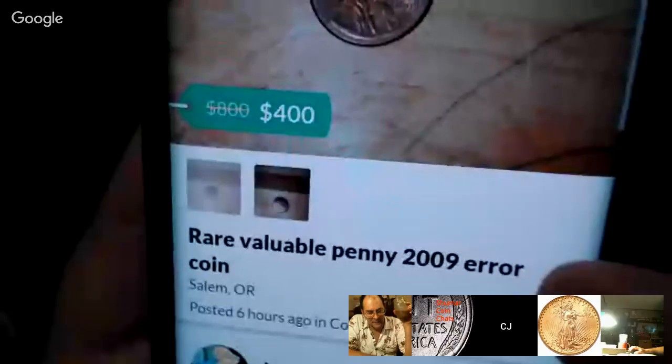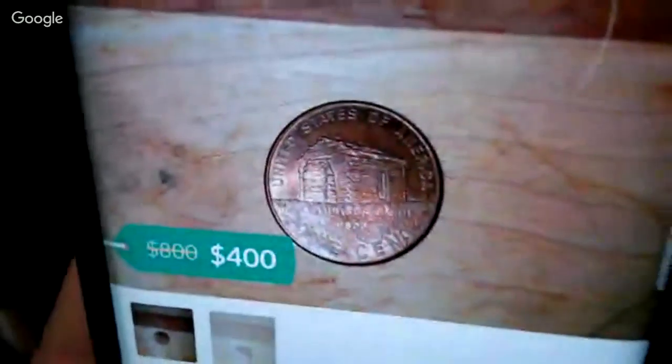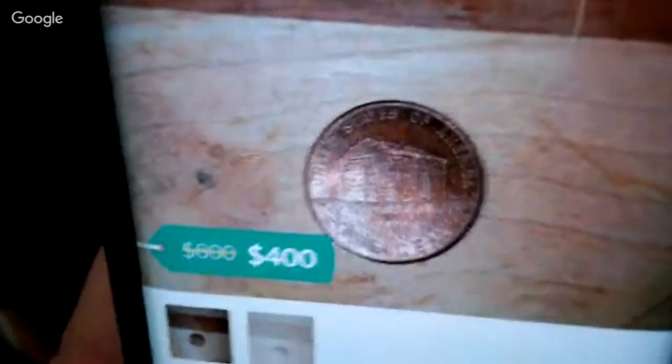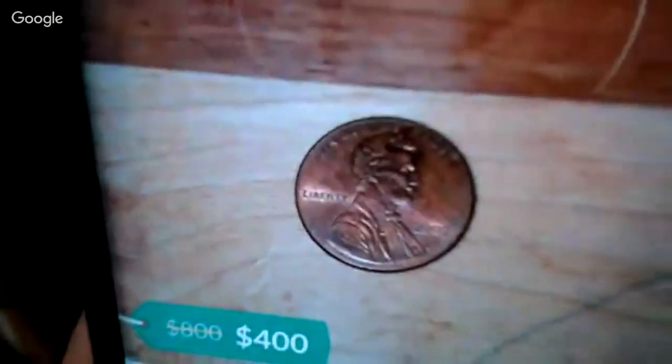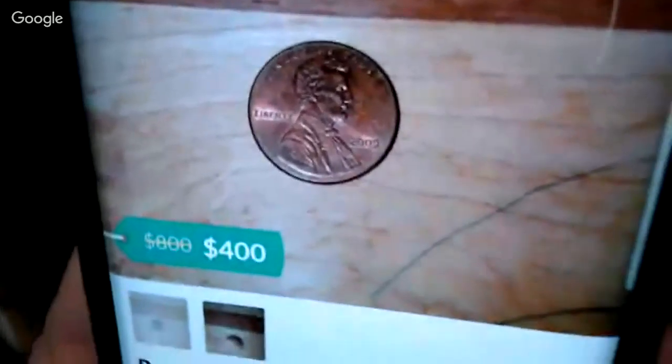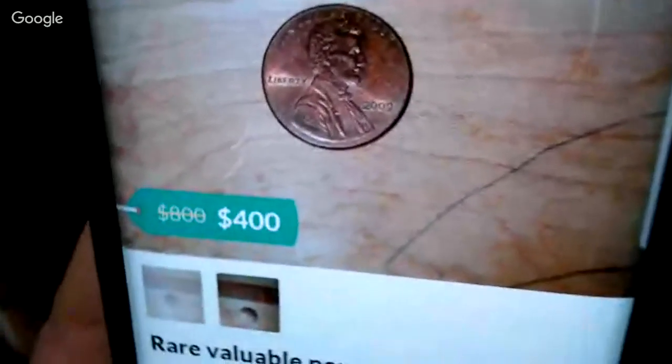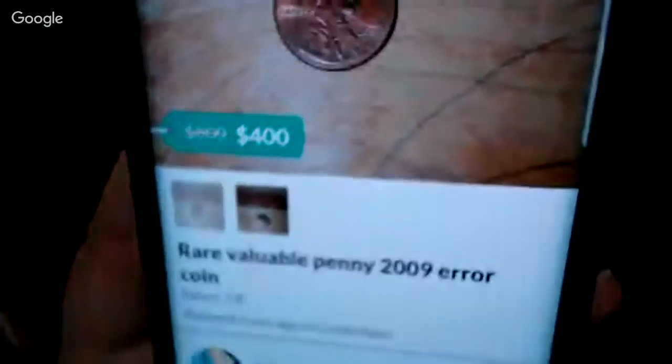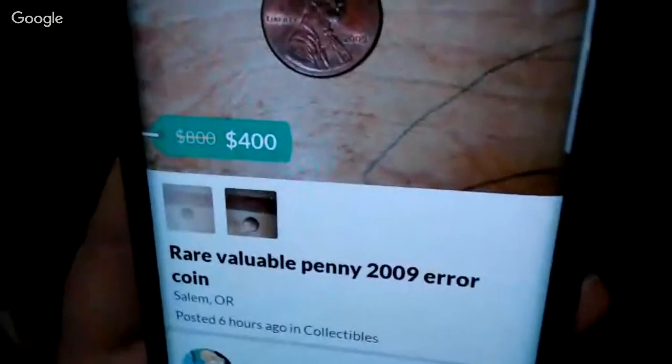Okay, can you guys see this? The unique one of a kind was $800. Now it's half price. Rare value 2009 error coin, and it's the log cabin. Is there an error? There's nothing there. It's just a regular Betty. It's an error. What's the mistake on this one? I must have poured the melted copper into the wrong mold.